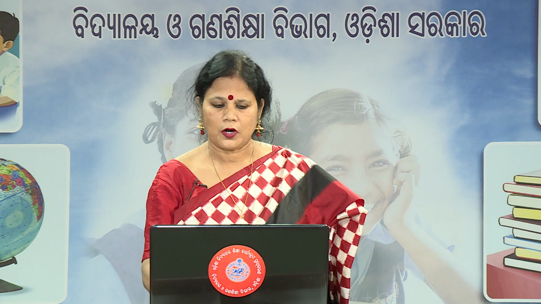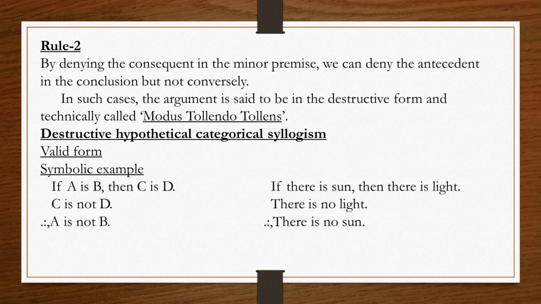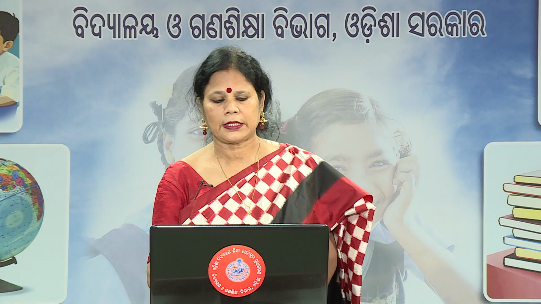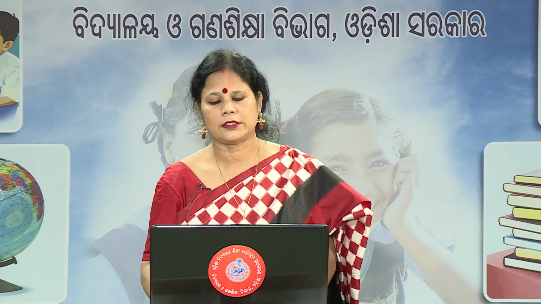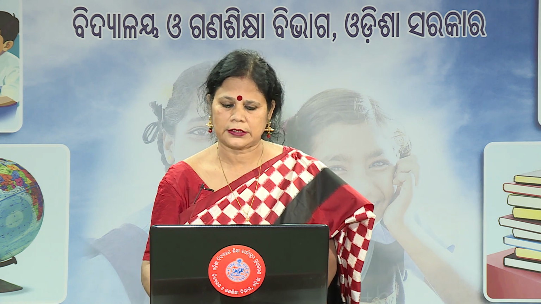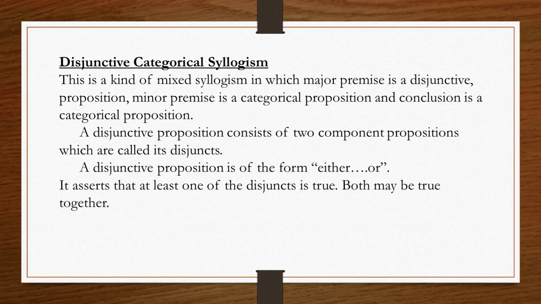And in the destructive form, by denying the consequent we deny the antecedent. But if we argue in the reverse order, then our fallacy will be the fallacy of denying the antecedent. I have already told you this. Then the disjunctive categorical syllogism, this also I have discussed here.